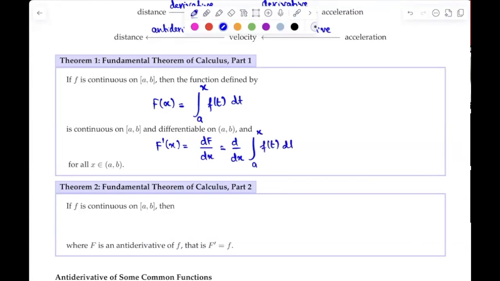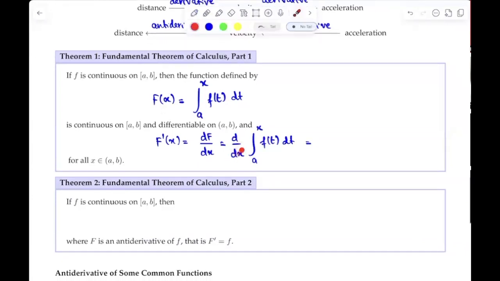equals f of x. So this first part says that if you take the derivative of the antiderivative, it's easier to say it this way, the derivative and antiderivative cancel out. The integral is a notation for the antiderivative, they kind of cancel out and you get back the function f, but in terms of x.